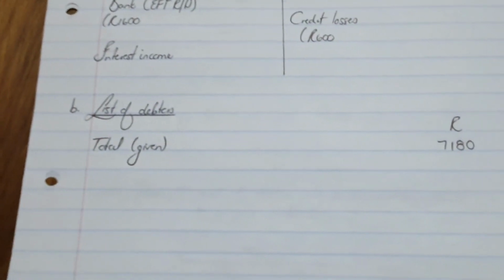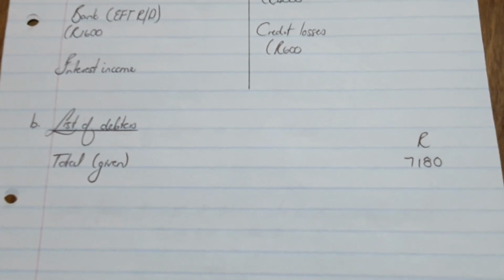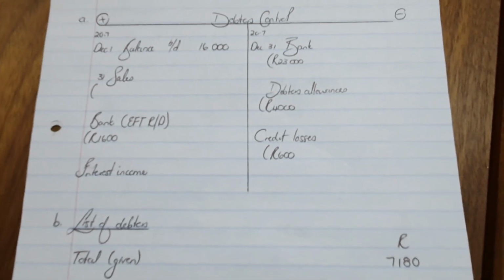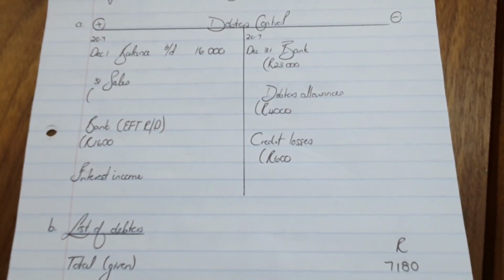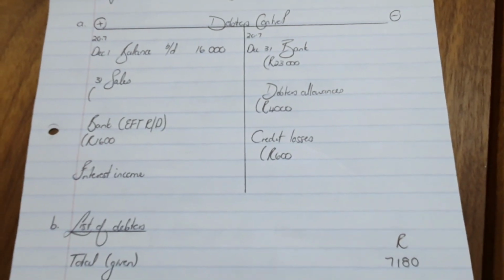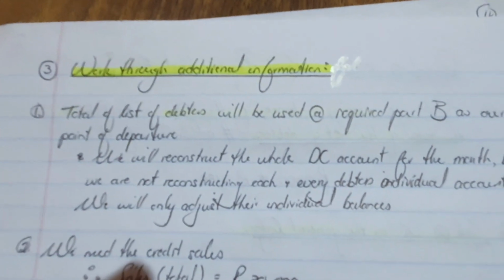We will start the part B with a list of debtors with a total given. Remember to always show the calculations of your various accounts in brackets. Now we need to work through the additional information.